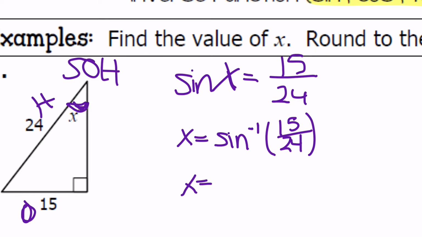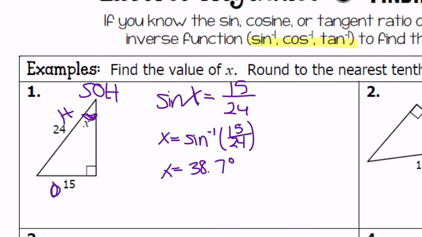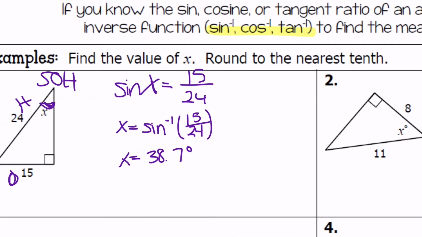And you should get 38.7 degrees. Again, your calculator must be in that degree mode. Make sure it's in that degree mode. If it's not, you're going to get something weird and you're not going to get the right answer. Okay, so that's all you're doing. You're identifying which sides you are given in reference to that angle. Then that tells you whether you need to use sine, cosine, or tangent. Then you're finding the inverse of that function, and that's going to give you that angle.